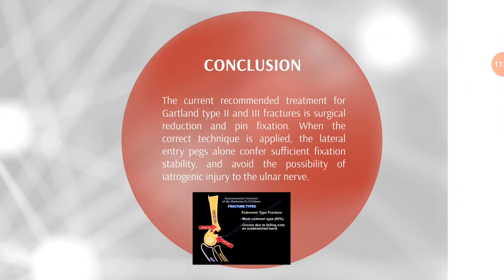Conclusion. The current remunerative treatment and the foregrating at the tibia and the fracture is the surgical reduction and the pig flex tension and the when the current king in the plex and the lighter in the three peaks and the learning comfort sufficient for light tune stably and the able and possible.